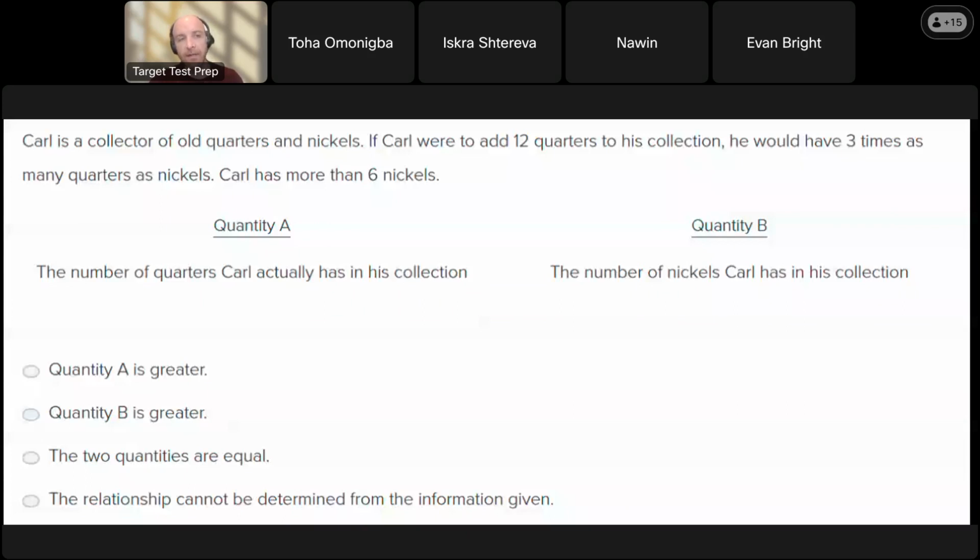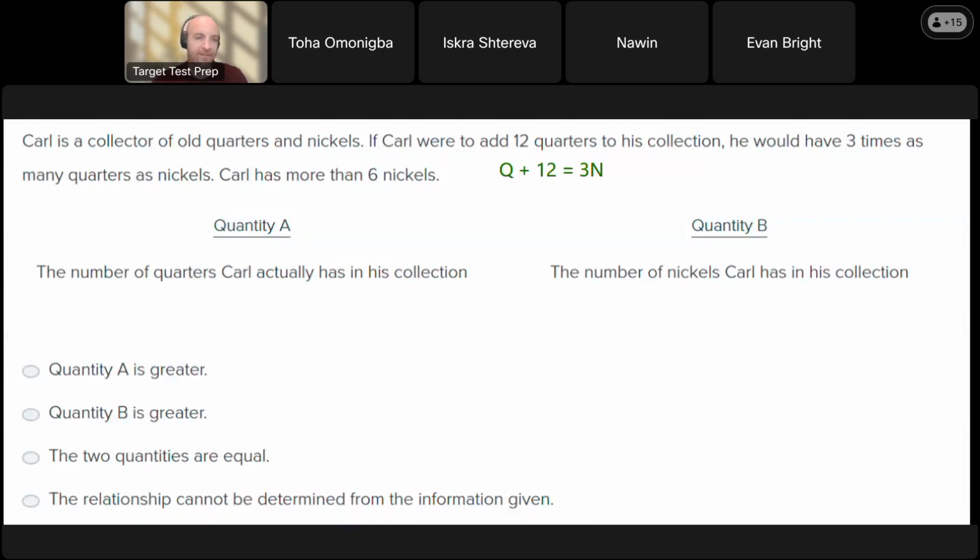So if I take the number of quarters, yeah, so I see a lot of people, Uzo, Philip, Evan, kind of getting around this idea that if I take the number of quarters and I add 12, so he's going to add 12 quarters to the collection, he's going to end up with 3 times as many quarters as nickels. So that is going to be equal to 3n. Take the number of nickels, triple it, and I get 12 plus the number of quarters.